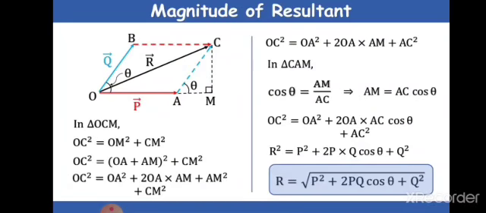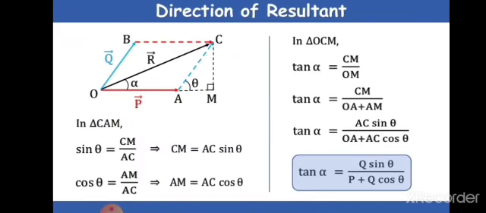In the equation for OC square, instead of AM you substitute the value AC cos theta. OC is equal to R, OA is equal to P, and AC is equal to Q, which you substitute. Therefore, the magnitude of the resultant vector is R equal to the square root of P square plus 2PQ cos theta plus Q square. Here P and Q are the vectors and theta is the angle between them. So this is all about the magnitude of the resultant of two vectors.